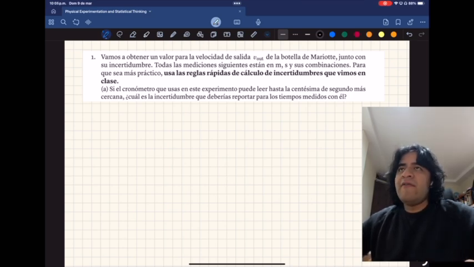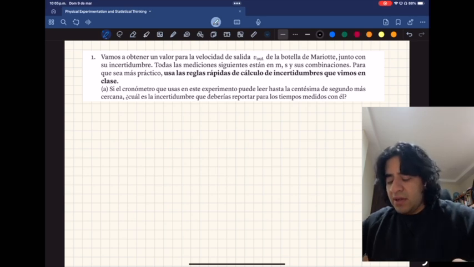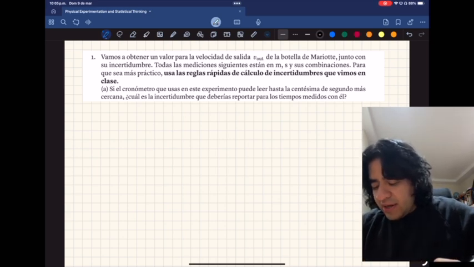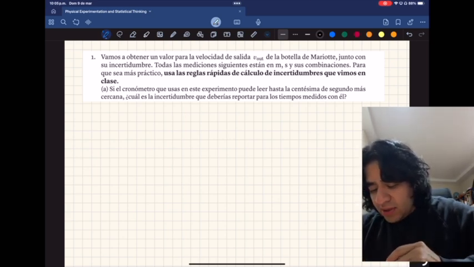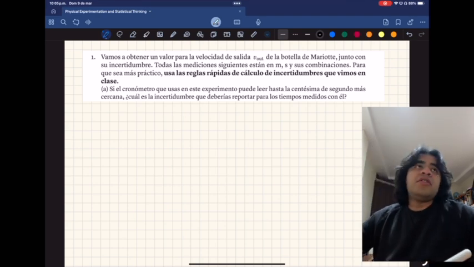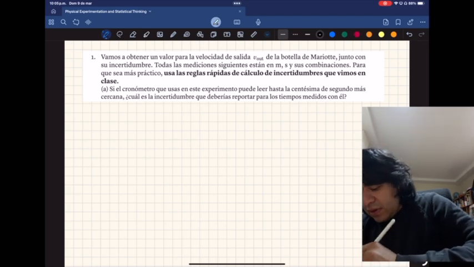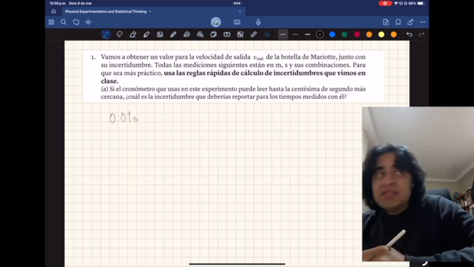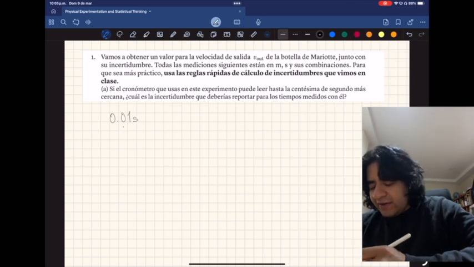So our first step is to determine the uncertainty that we are working with. The problem is mentioning that we are using a chronometer and it has an uncertainty of one hundredth of a second. So one hundredth of a second is indicated by this notation. This is the tenth of a second and this is the hundredth of a second.